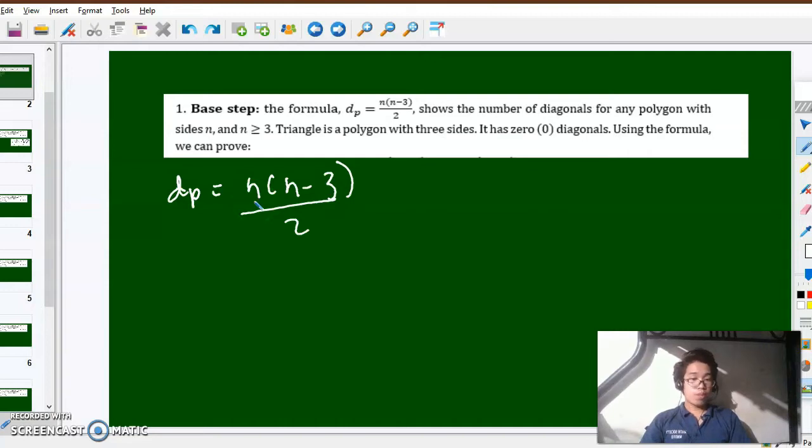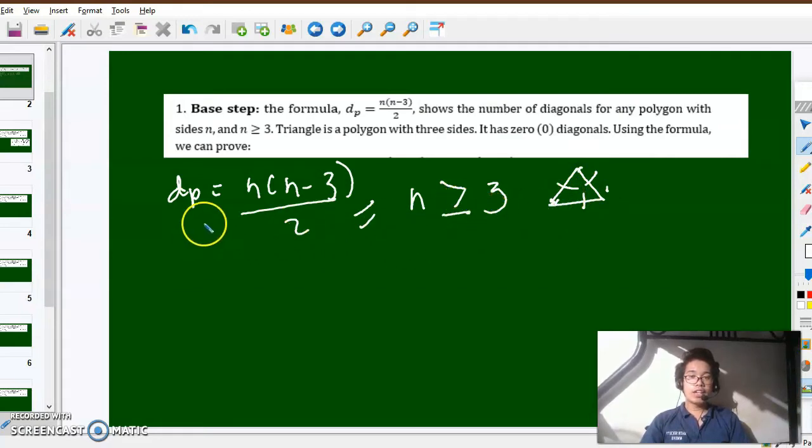The first step is, of course, the base step. In the base step, we have to prove that the formula is true for n, the number of sides, where n is greater than or equal to 3. Why 3? Because a polygon starts with 3 sides and 3 angles. So the value of n should be greater than or equal to 3.